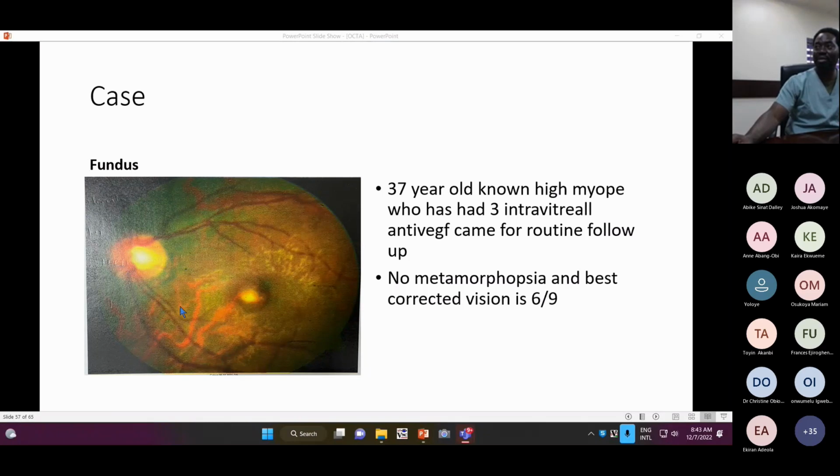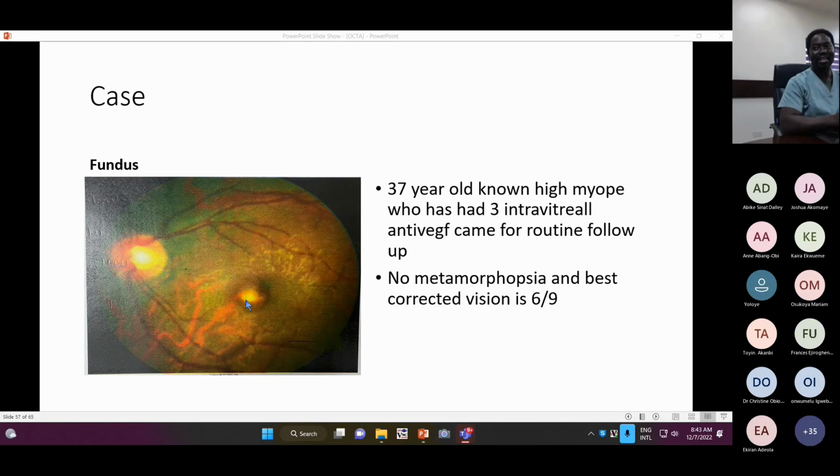So this is a patient of mine. She's had three intravitreal injections for myopic choroidal neovascular membrane. She doesn't have metamorphopsia. Her vision is 6/9. She's happy. She's a high myope. She's had LASIK, so she has 6/9 vision. She's happy. She comes in, no complaints, and I see this.